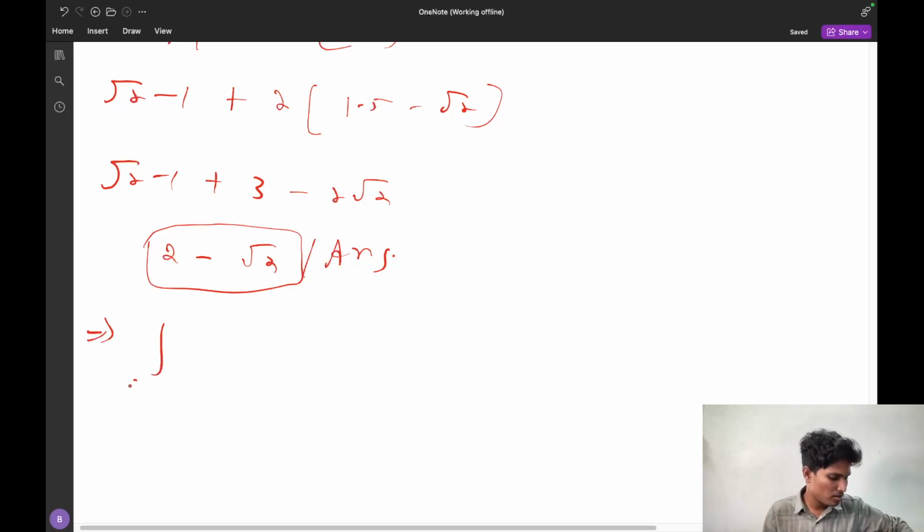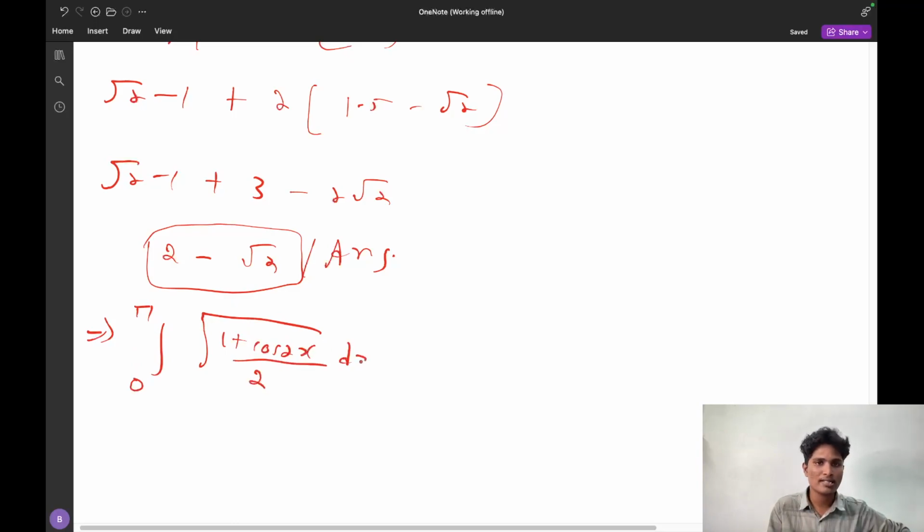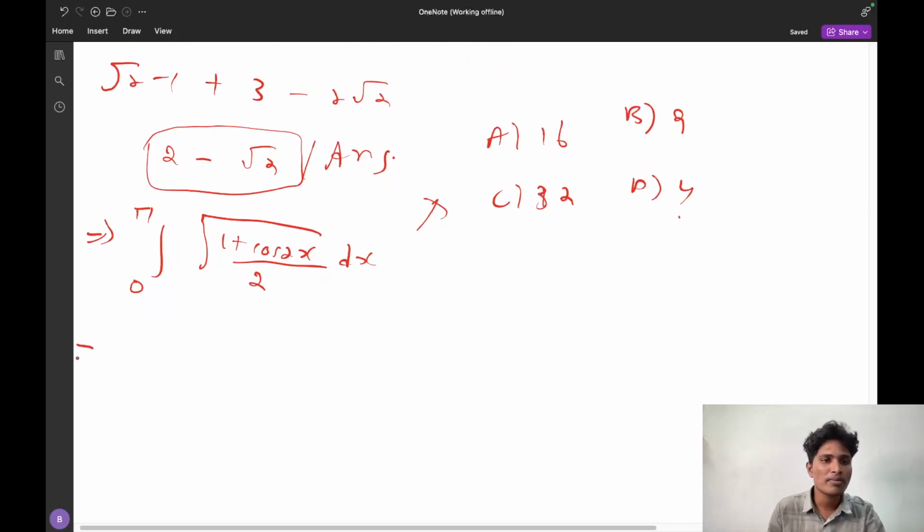These are all previous year JEE Mains questions. The given integral is from 0 to pi of the root of (1 plus cos 2x) divided by 2 dx. What is the answer? The first option is 16, the second option is 2, the third option is 32, the fourth option is 4.